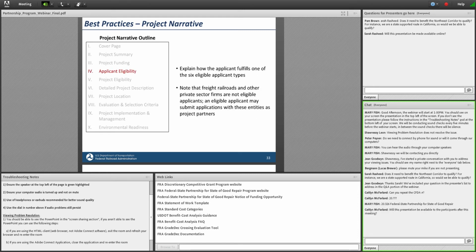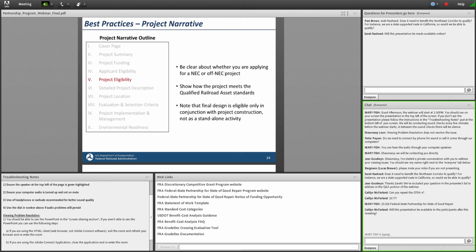In terms of applicant eligibility, pretty straightforward. Just speak to how your entity fulfills one of the 6 eligible applicant categories that Brian mentioned earlier in this webinar. In terms of project eligibility, same thing. Just be clear about whether you're applying for a project that's located on the Northeast Corridor or off the Northeast Corridor. It's really important that you demonstrate how your project meets those qualified railroad asset standards that Brian talked about earlier. And then again, just a reminder, final design is not eligible on its own. It has to be in conjunction with a project that's going to construction.